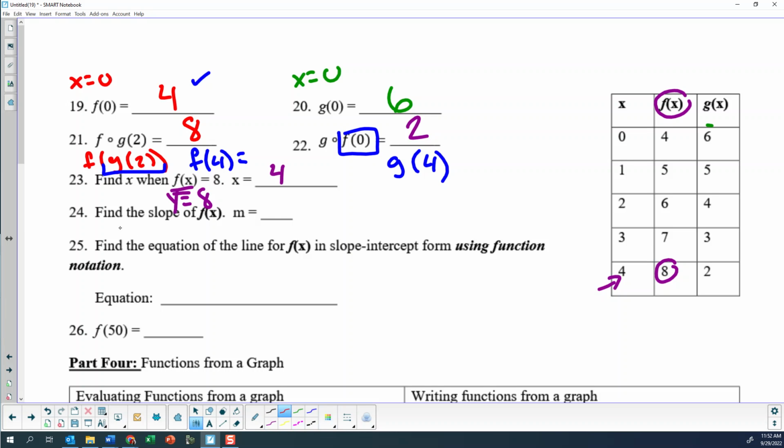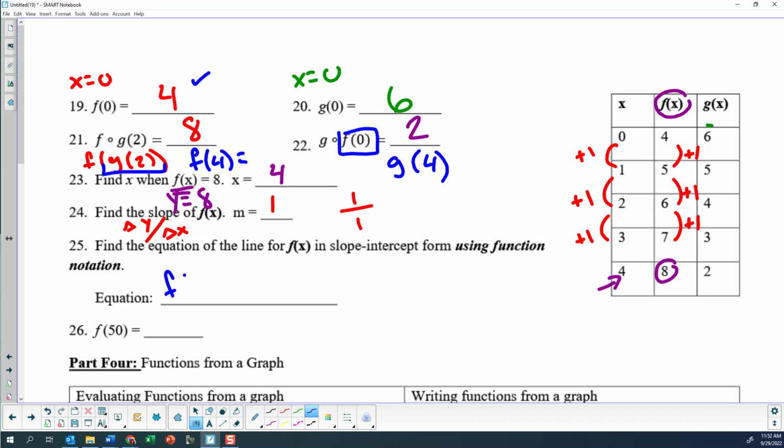To find the slope, we do the change in y divided by the change in x. So 4 to 5 is plus 1. 5 to 6 is plus 1, 6 to 7 is plus 1. So the change in y is 1, and the change in x, 0 plus 1 is 1, 1 plus 1 is 2, 2 plus 1 is 3. So as y changes by 1, x also changes by 1. So our slope is just 1.